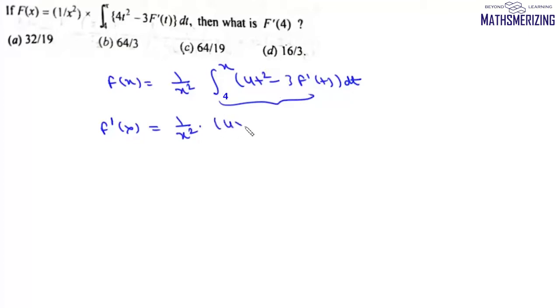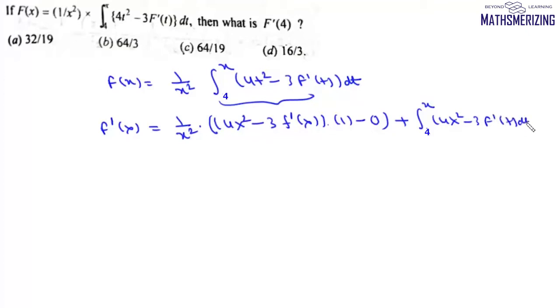We can write this as 4x square minus 3 f dash x into the derivative of the upper limit, which is 1, and then minus, since the lower limit is constant, its derivative will be 0. Now plus this integral from 1 to x of 4t square minus 3 f dash t dt into the derivative of 1 upon x square, and it'll be minus 2 upon x cube. Now this integral is nothing but x square into f(x).